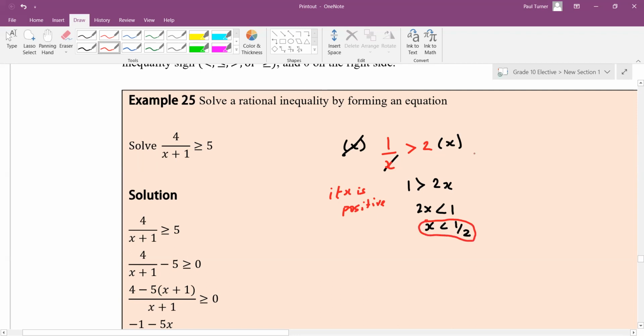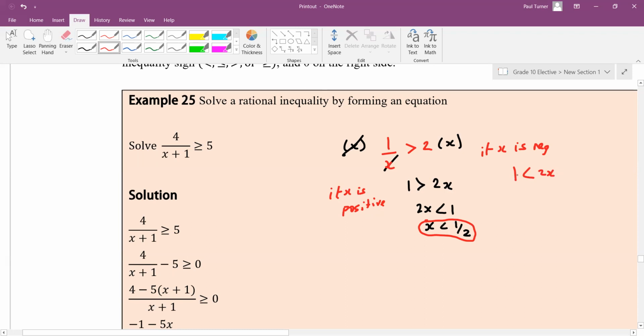But what if x is negative? So what if this number is a negative number? Okay, so if x is negative, this here will be negative. So if x is negative and I multiply by that number, I have to change the sign, just like we learned with inequalities. So if x is negative, I would have to change the sign. So I'm going to end up with 1 is less than 2x. So I do the same procedure, but I have to change the sign. That's what I've done here.